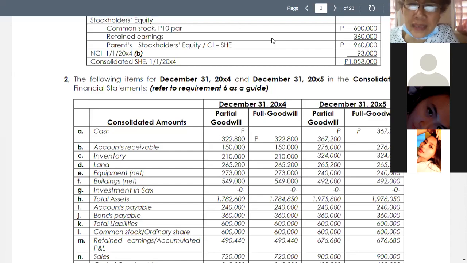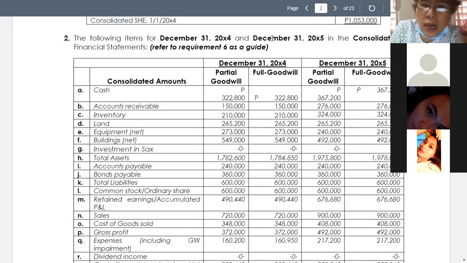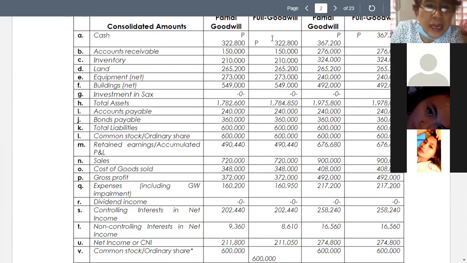Bonds payable, that is for the same amount that we have in column 1. So your bonds payable is minus the discount. So your total liabilities is 596,400. Common stock, the same. How about your retained earnings? It's still the same, 490,440. And then we have your controlling interest in net income.